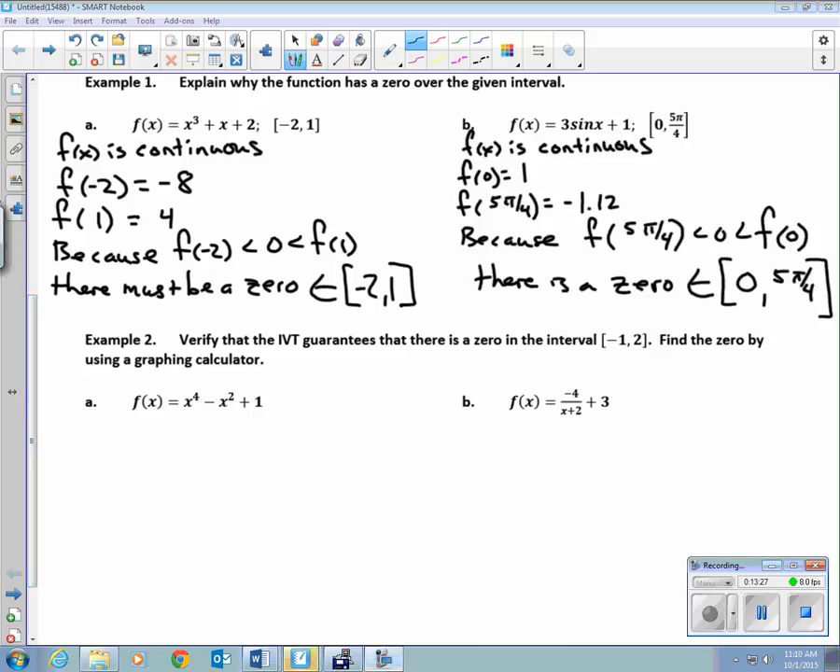Did you come up with 1 and -1.12? Okay. So again, if we want to get from 1 to -1.12, we have to cross over 0 at some point. Some people in second hour wrote 5 pi over 4 first. You understand why I wrote 5 pi over 4 first? Yeah, because that's less than 0.